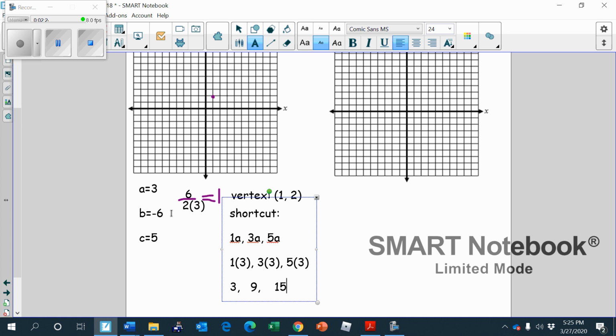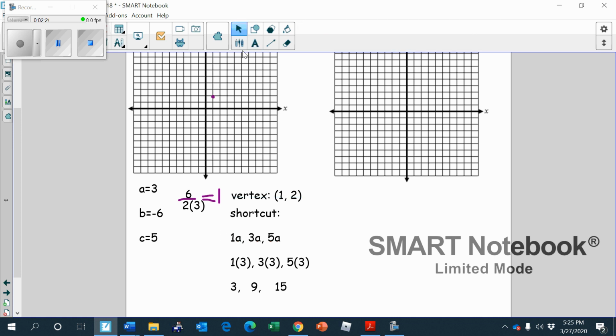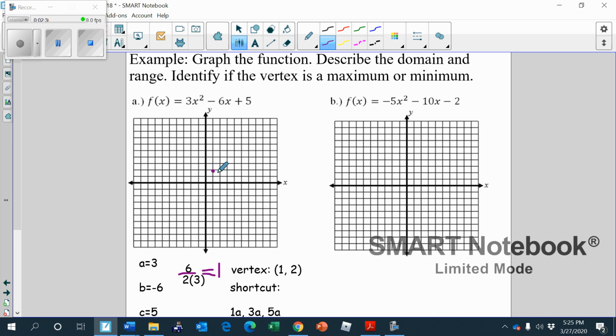So again, we're actually only going to graph the up 3 over 1. Remember that it's up 3 over 1 only. So we're going up 3 over 1, okay? And then remember, we have to do the same exact thing to the other side. So we're going up 3 over 1, but to the left, okay?